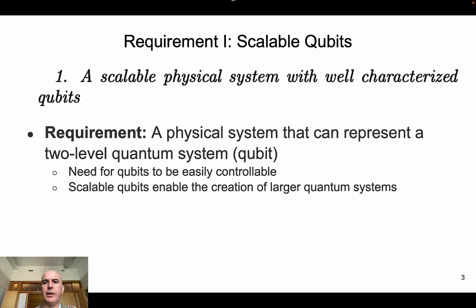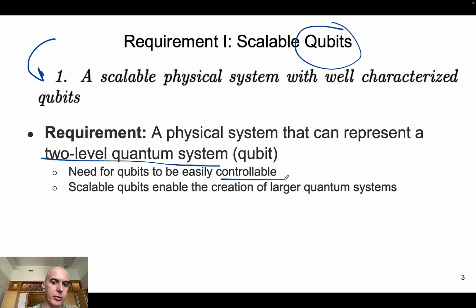The first one is related to the qubits and is formulated as follows: a scalable physical system with well-characterized qubits. So a physical system that can be represented by a 2-level quantum system, a qubit, is the first requirement. According to this requirement, there is a need for qubits to be easily controllable, so we can change a state, and the qubits need to have a very well-defined state when measured, so state 1 or state 0. Scalable qubits enable the creation of a larger quantum system.